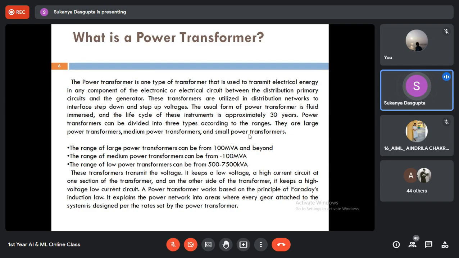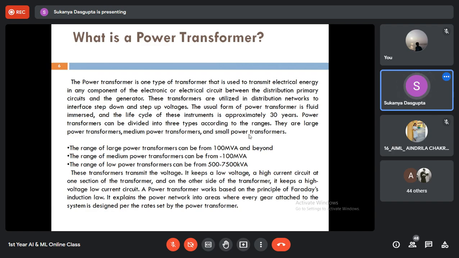These transformers are utilized in distribution networks to interface step-down and step-up voltages. The usual form of power transformer is fluid immersed, and the life cycle of these instruments is approximately 30 years. So that means these power transformers are mainly fluid immersed type, because dry type transformers are also available. This fluid is basically used as the cooling medium, so the life cycle is high compared to the dry type of transformer.